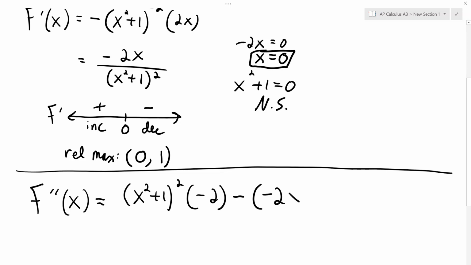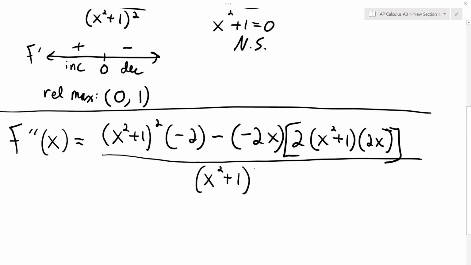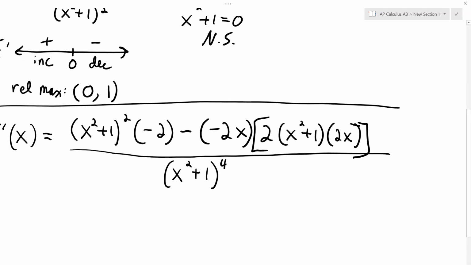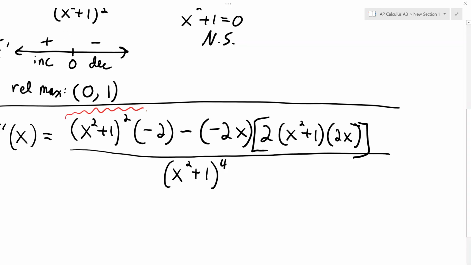minus high d low, which to derive that we need the chain rule. So that's 2 times x squared plus 1 times 2x. And that's all over the denominator squared, which makes it x squared plus 1 to the 4th. Is it okay? All right, now remember I told you, one of these x squared plus 1s is going to cancel. There's 3 basic terms up here. Let's switch colors here, just so we can see this a little bit easier. There's the low d high part, there's the high d low part, and there's the low squared.